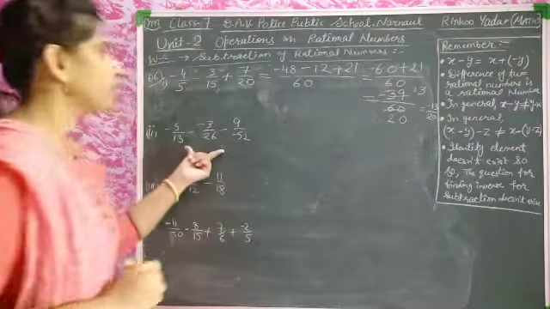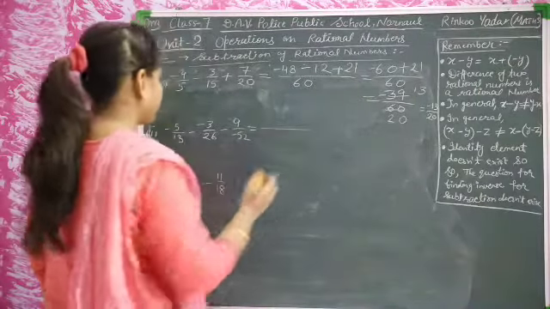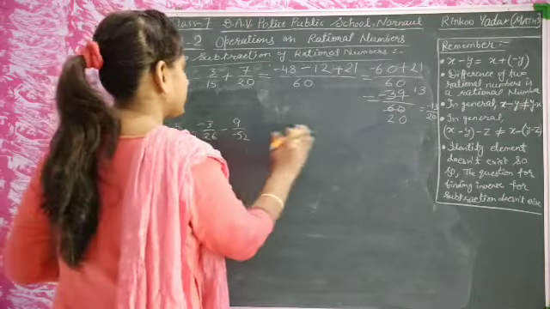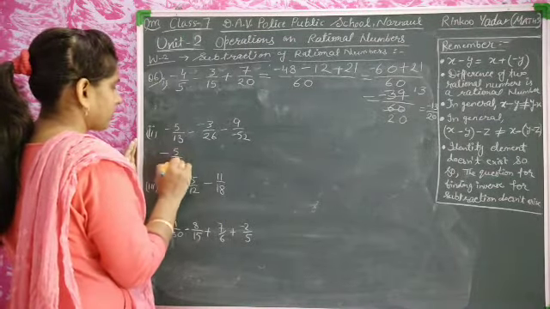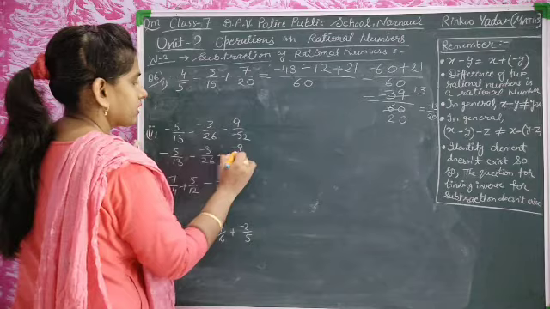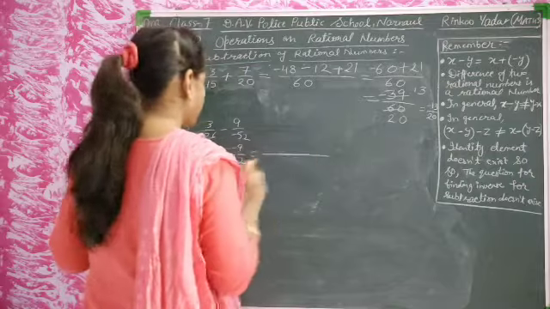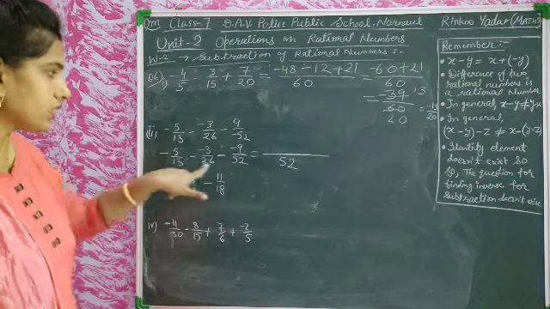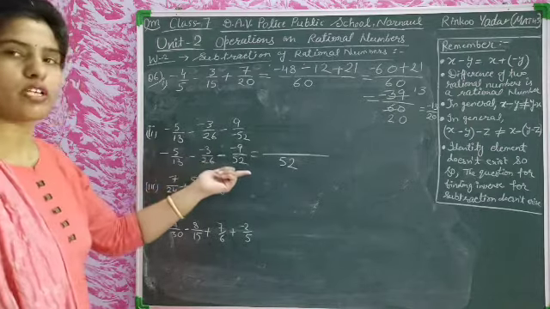This is the answer. Now we will solve this question, doing the same process. We are taking first the LCM. It is necessary to become it in standard form. So minus 5 by 13, minus 3 by 26, and minus 9 by 52. Is it clear? Now we are taking the LCM. So what will we get here? LCM is 52 because 52 is the greatest number among these, and 52 is divisible exactly by all the numbers.